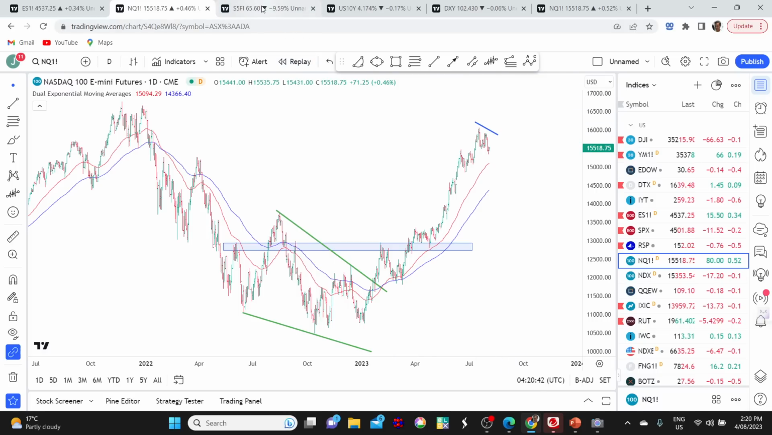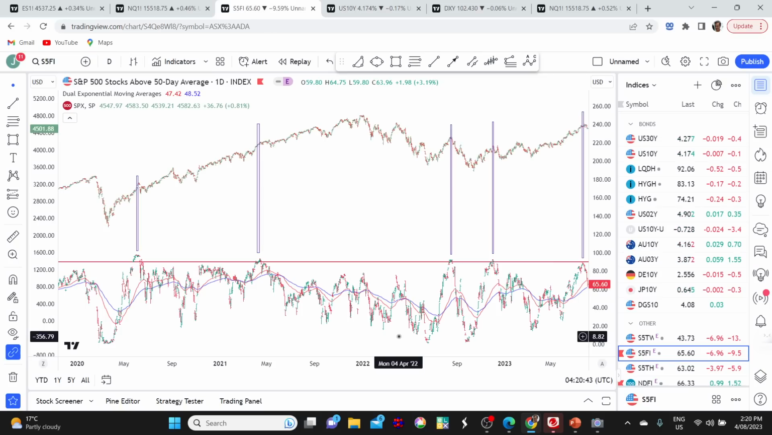Now, an indicator which I want to have a look at, and we did look at this last week, I'm looking at, and down the bottom, this is it down the bottom. This is the percentage of S&P 500 stocks above their 50-day moving average. And there's been more development in this over the last week, so it's interesting to take another look at.